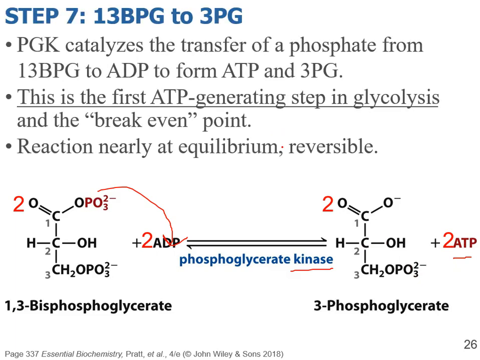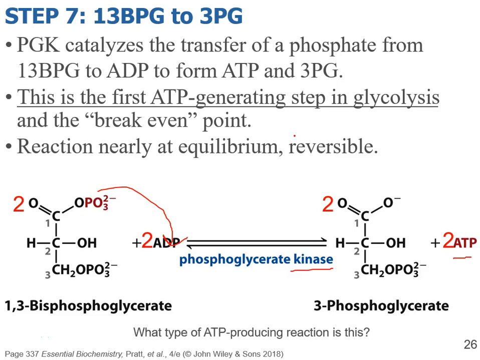So the phosphoglycerate kinase catalyzes the transfer of a phosphate from the 1,3-bisphosphoglycerate to ADP to form ATP and 3-phosphoglycerate. We're at the break-even point, because remember we spent 2 ATPs and now we got 2 ATPs back. But the reaction is nearly at equilibrium and is not reversible.